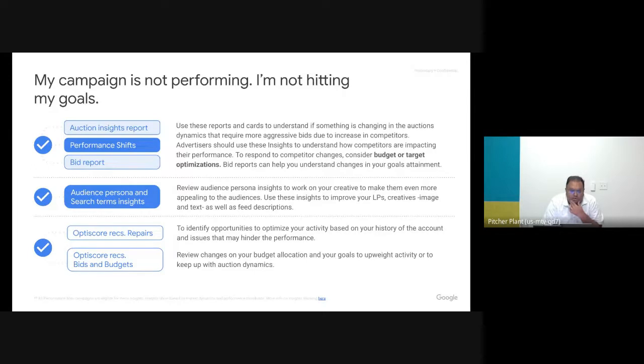As a starting point, we recommend leveraging the auction reports and performance shift insights tab, and also the bid report to understand the auction dynamics and see how we can plan for more effective bids and budgets to regain performance. We should also take a look at the audience persona and the search term insights to see if there's anything insightful that can allow us to improve our search text ads or also our images or videos. And the last thing, as I mentioned just now, is we can always look at the optimization score, which may have some recommendations that will also assist in improving your overall performance.